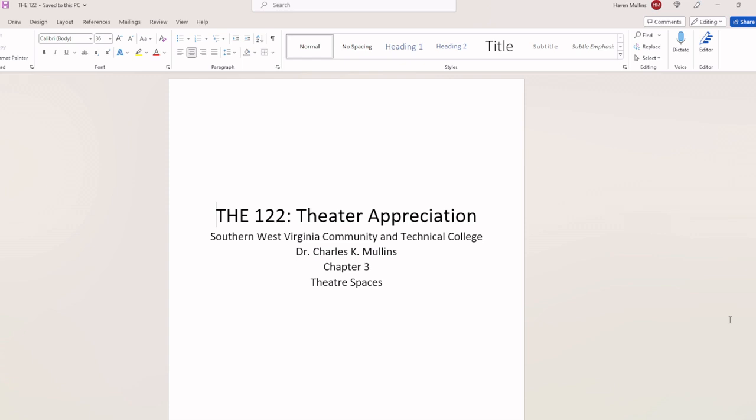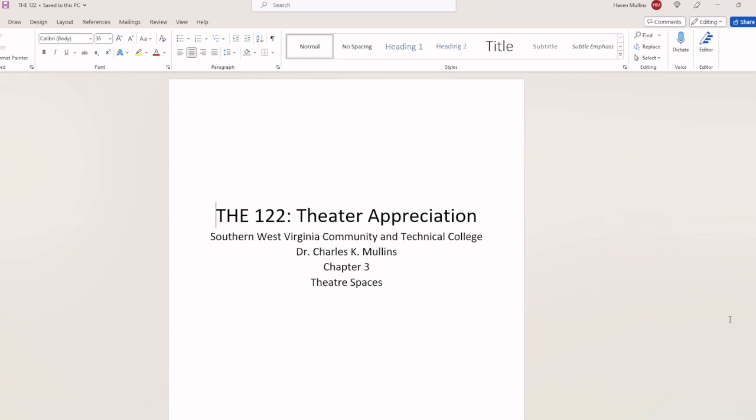So the rake, that is to position scenery on a slant or at an angle other than parallel or perpendicular to the curtain line, that's considered a rake. And also an upward slope of the stage floor away from the audience. That is a rake.